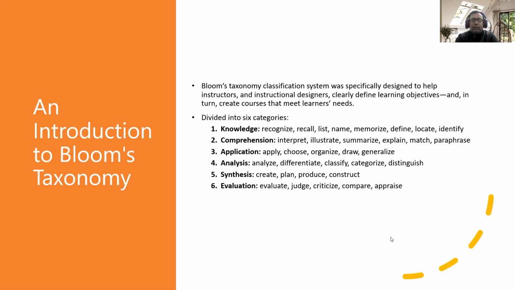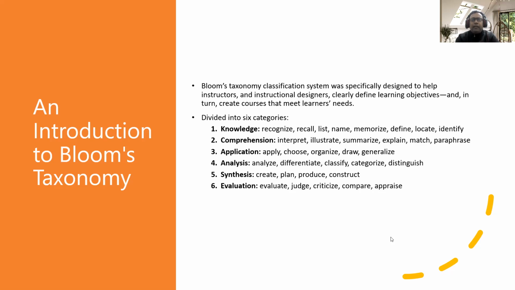When it comes to analysis, you can have a matching question where learners classify terms or concepts into the appropriate category. When it comes to synthesis, again, a free response question where learners are asked to outline a plan of action. And when it comes to evaluation, a scenario where learners are asked to compare and contrast the options available. As you can see, certain activity types can be used for more than one skill level. It all depends on how you design those activities.